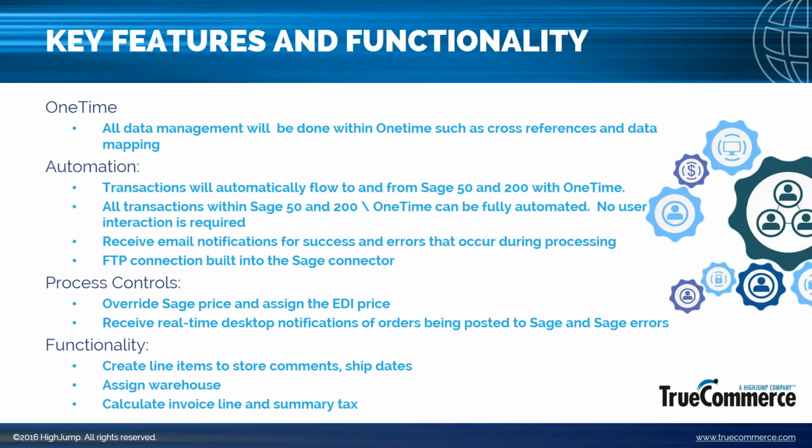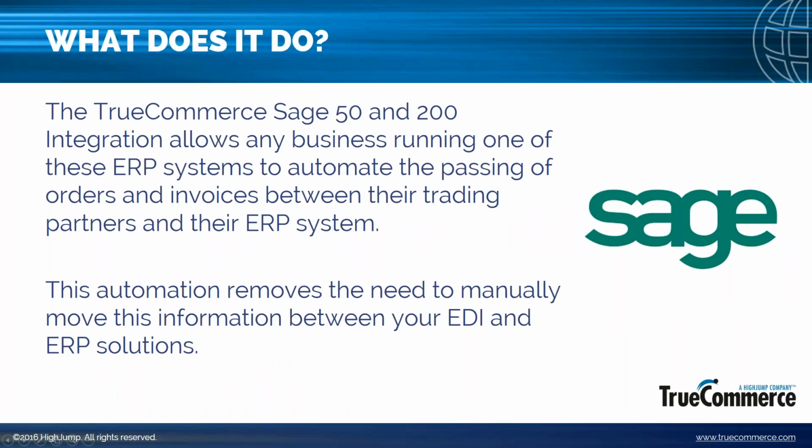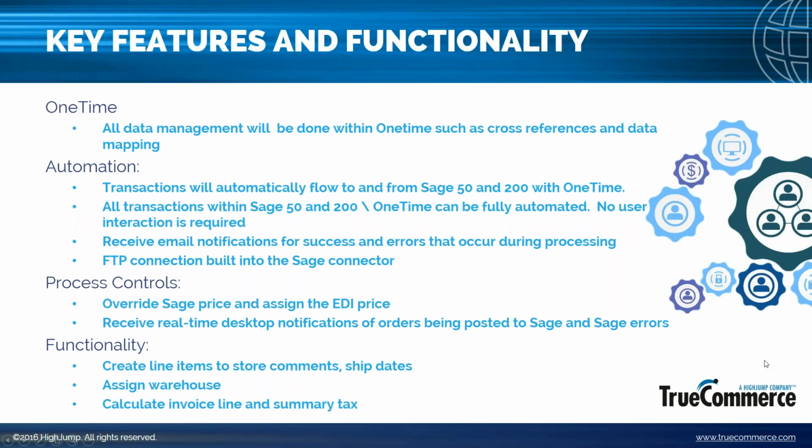It allows the ability to automate all transactions, so the end-to-end process can be completed with no user interaction. Email and desktop notifications always ensure your business is kept up to date with new orders and invoices, as well as processing and network errors. There are additional process controls and functionality, such as the ability to override the Sage price and assign an EDI price. Assigning a warehouse and calculating invoice lines are also available.